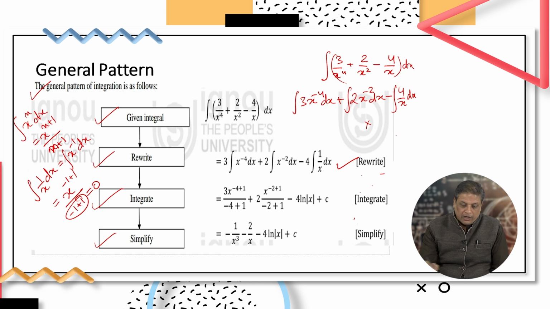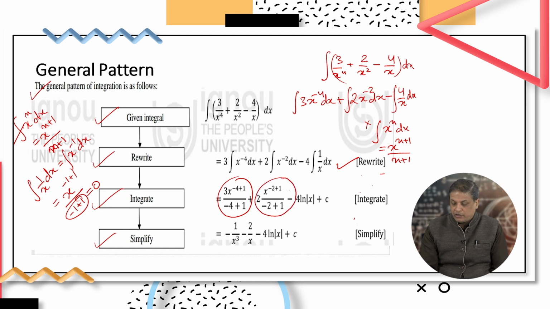Now applying the formula, integral of x to the power n dx is equal to x to the power n plus 1 upon n plus 1, you will get the answer for the first integral: 3 into x to the power minus 4 plus 1 upon minus 4 plus 1. For the second integral, it will be 2 into x to the power minus 2 plus 1 upon minus 2 plus 1. And for the third integral, we are going to use the formula natural logarithm of x. So solving these values, minus 4 plus 1 will turn out to be minus 3. Minus 2 plus 1 will turn out to be minus 1.